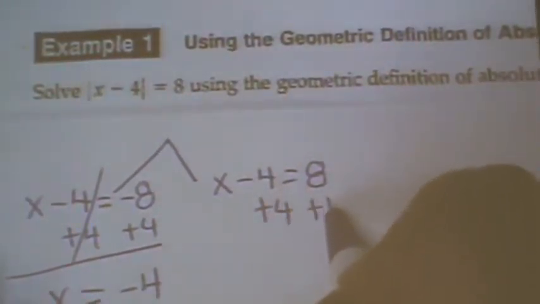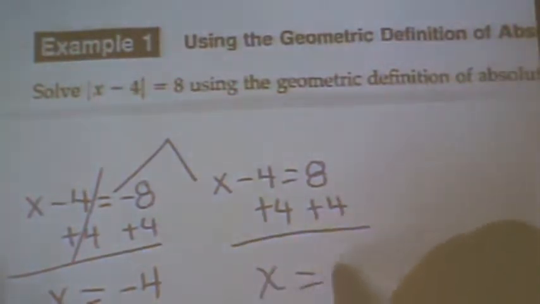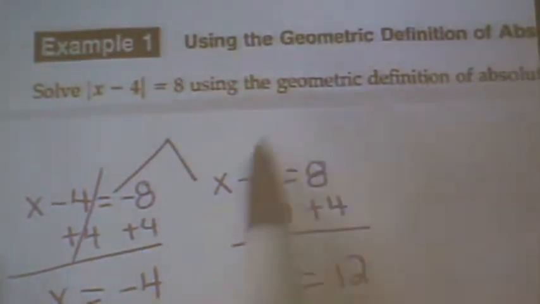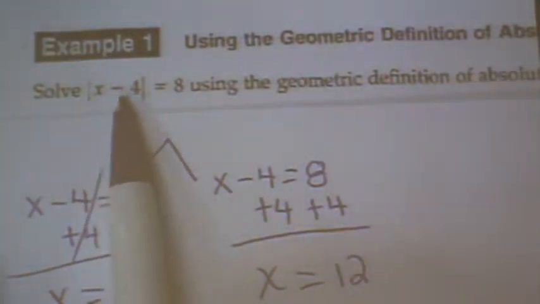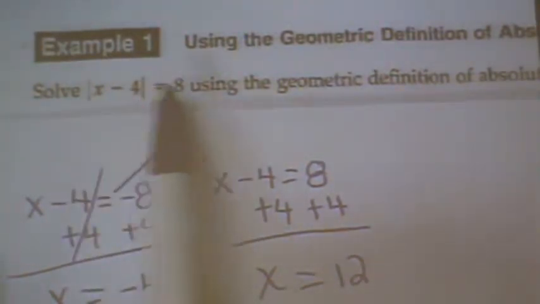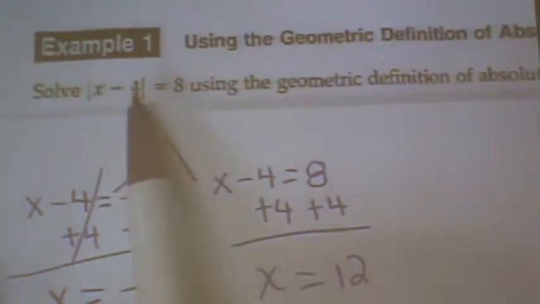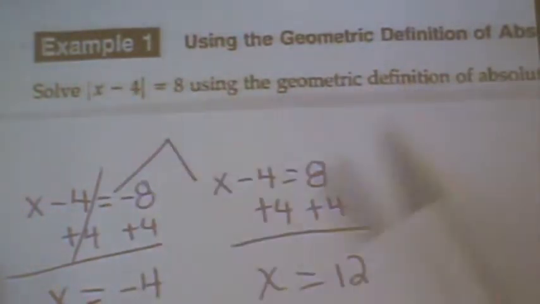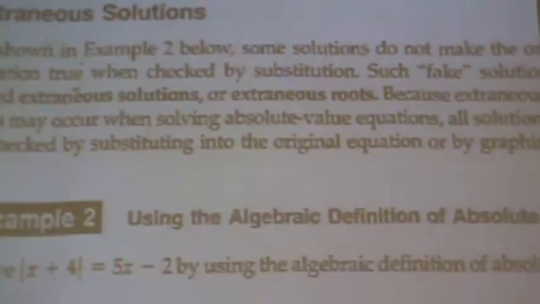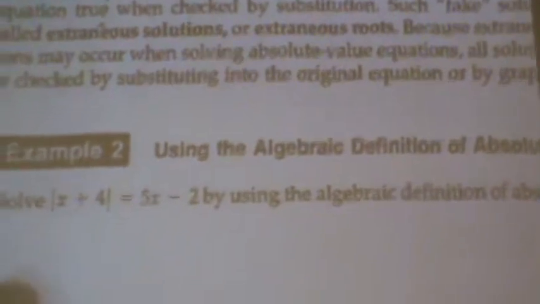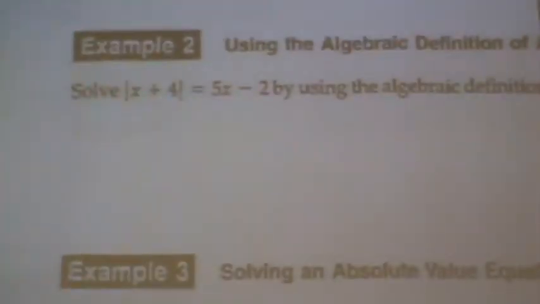Now, why do these 2 answers of 12 and negative 4 work? Because when you put negative 4 in here, negative 4 minus 4 is negative 8, absolute value of negative 8 is 8. And 12 minus 4 is positive 8, absolute value of positive 8 is 8. So these are 2 solutions that work for this problem. Are we going to get extraneous? Yes. Extraneous solutions will occur on some of these problems. For example, this one right here.